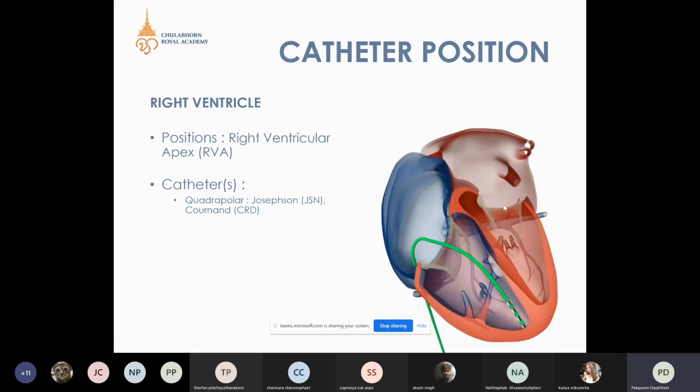For the RVA catheter, the doctor often uses a fixed curve, maybe Josephson or Conrad, that depends on the physician's decision to use, right?